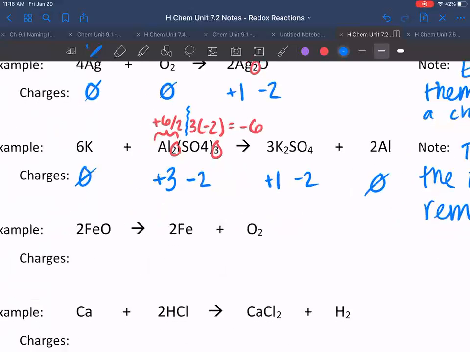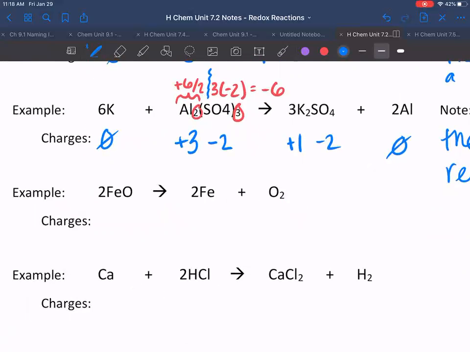All right, a couple more examples here. Iron oxide. What did we say oxygen's charge was? -2. So what must be the charge of 1 atom of iron here?